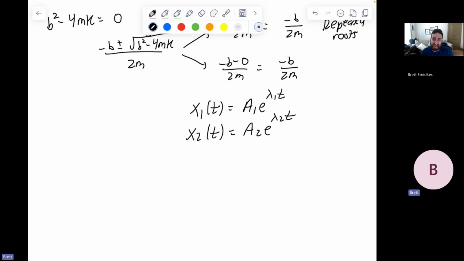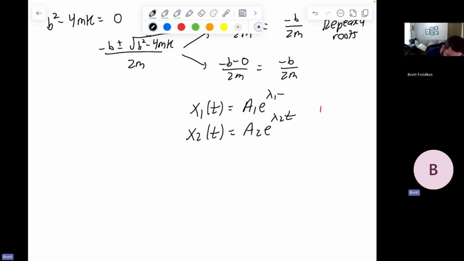Earlier, I mentioned that if you can multiply one of these by some constant and get the other, they are dependent. If I were to multiply a1 e to the lambda 1t by a2 over a1, you would end up with a2 e to the lambda 1t. But since the lambdas are the same, you just get exactly x2. So these are linearly dependent on each other.